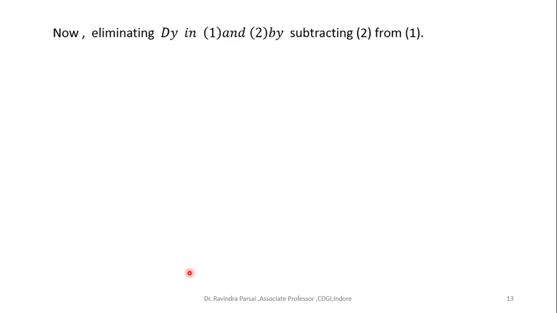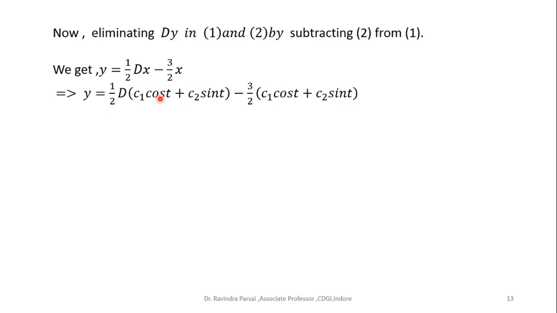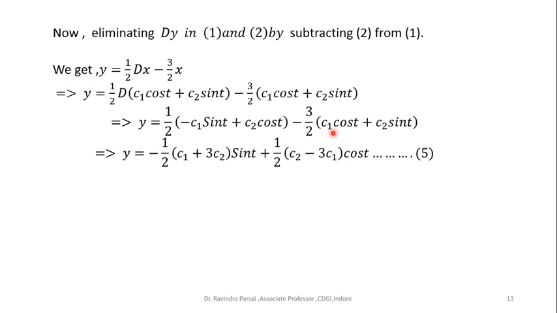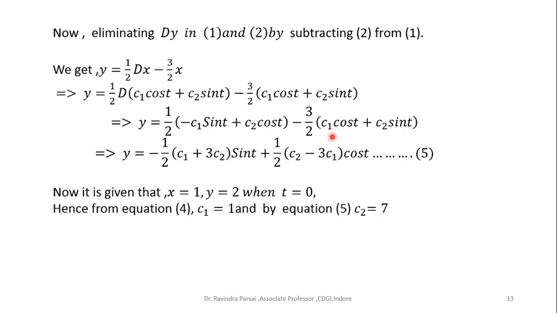Now eliminating dy in equations 1 and 2 by subtracting 2 from 1, we get y equal to 1 by 2 dx minus 3 by 2 x. Just putting the value of x everywhere here and then simplifying, this gives you y equal to, on differentiation, minus sin t, the differential of cos t, second term as it is, by collecting sin terms and cosine terms together. And then, given the initial conditions x equal to 1, y equal to 2 when t equal to 0, in 4 and 5, you will get 1 by 1.